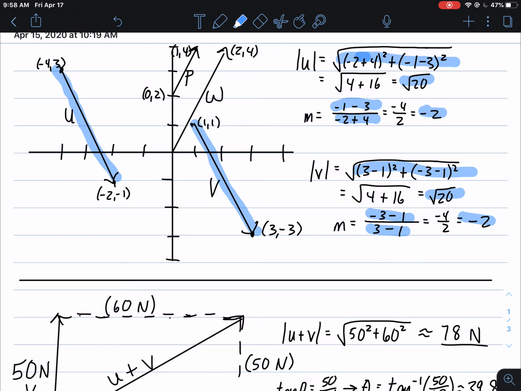Vector p and vector w, I went ahead and graphed those. Vector p had initial point at 0, 2, terminal point at 1, 4.